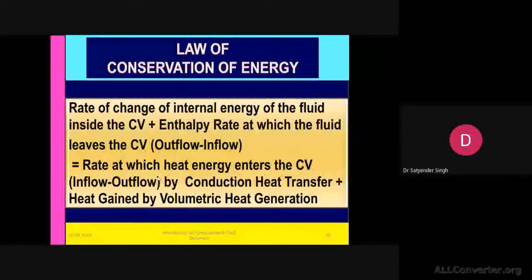There will be some flow energy associated with the fluid to make the fluid flow inside. From basic thermodynamics, we generally count that in the enthalpy form, which is the energy associated with the fluid to make it flow. This will be equal to the rate at which heat energy enters the control volume by conduction heat transfer plus heat gained by volumetric heat generation.